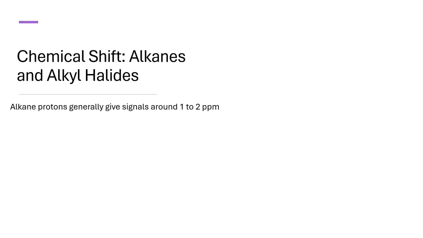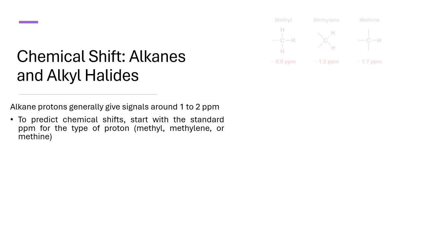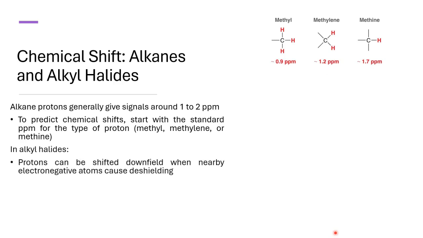Chemical shift, alkanes and alkyl halides. Alkane protons generally give a signal at around 1 to 2 parts per million. To predict chemical shifts, let's start with the standard ppm for the type of proton. Methyl protons give a signal at about 0.9 ppm, methylene protons at about 1.2 ppm, and the methine proton at about 1.7 ppm. In alkyl halides, protons can be shifted downfield when nearby electronegative atoms cause deshielding.